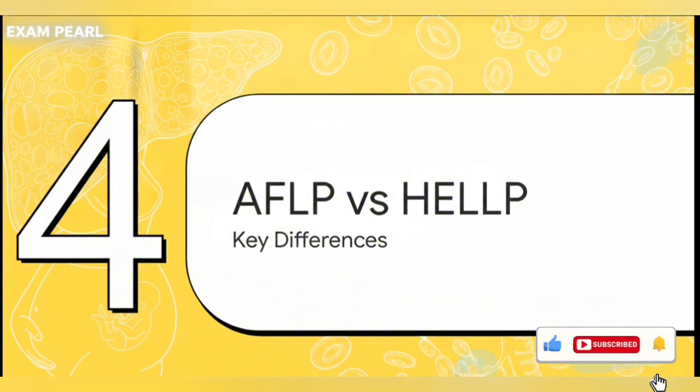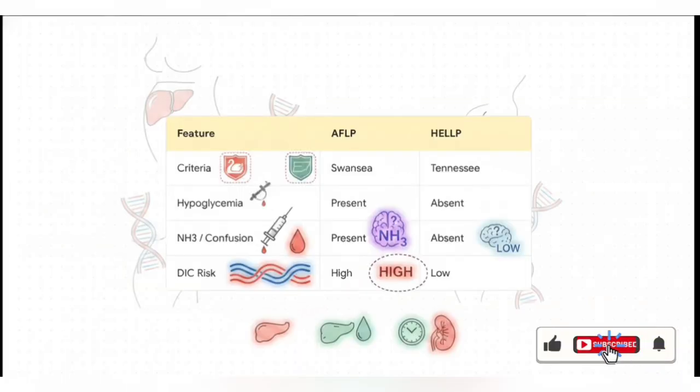This right here is the make-or-break section for your exams. How exactly do you differentiate AFLP from HELLP when a third trimester patient crashes in front of you? I want you to take a mental screenshot of this right now. Examiners love to give you a long clinical vignette, and you have to spot the tiny differences. First up, criteria. AFLP uses Swansea, HELLP uses Tennessee or Mississippi.